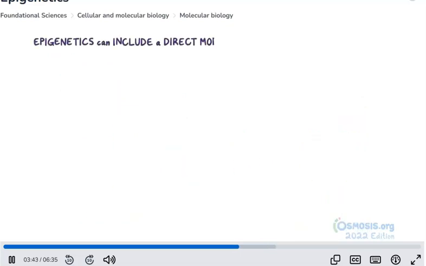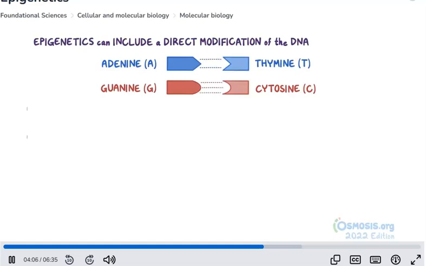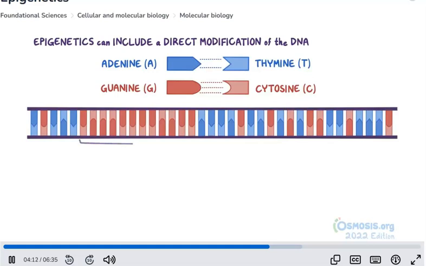Epigenetics can also include a direct modification of the DNA in a way that doesn't change its nucleotide order. Genes are just a particular sequence of the 4 nucleotides: adenine or A, thymine or T, guanine or G, and cytosine or C. These 4 bind to each other specifically. A on one strand binds to the T on the other, while C pairs with G, and vice versa. Epigenetic modifications usually happen in regions of DNA that have a lot of cytosine and guanine nucleotides one after the other, and these regions are called CpG sites.